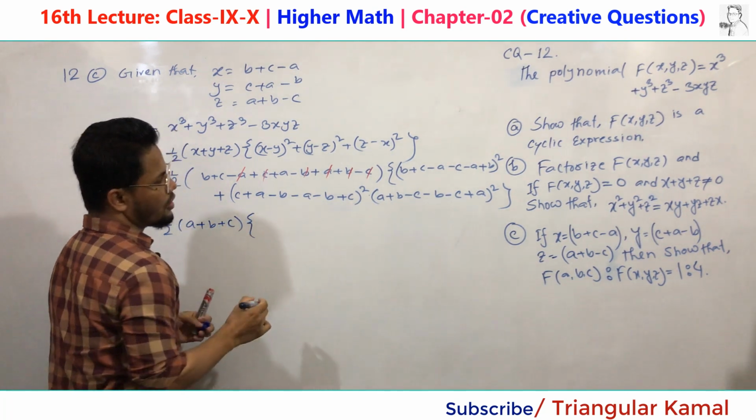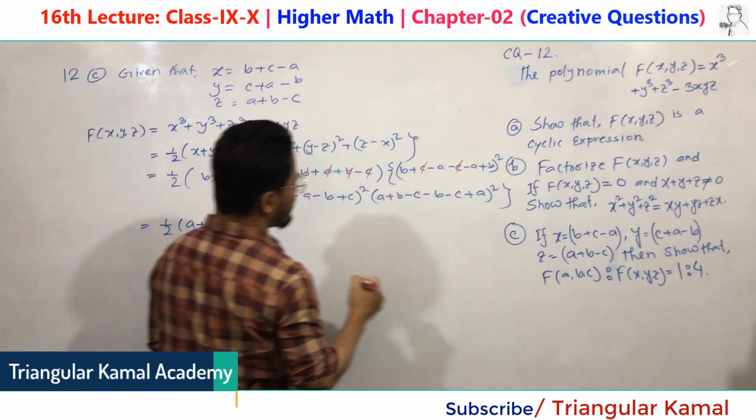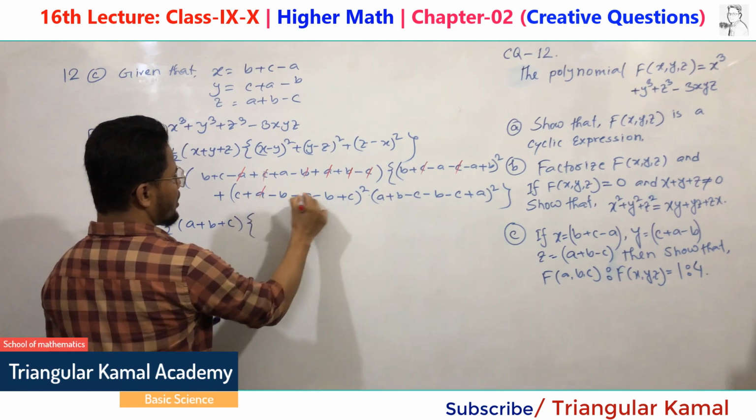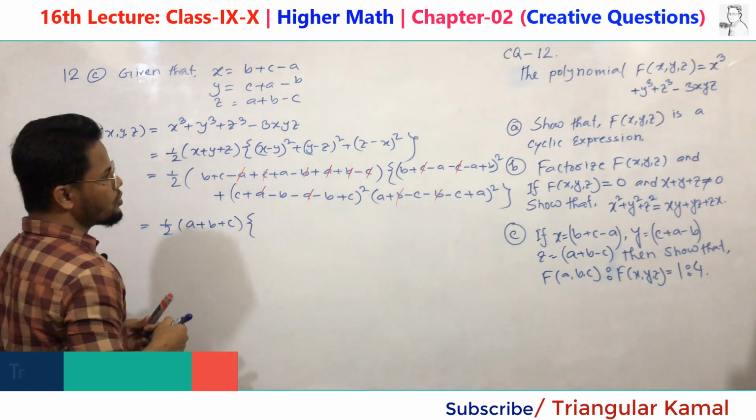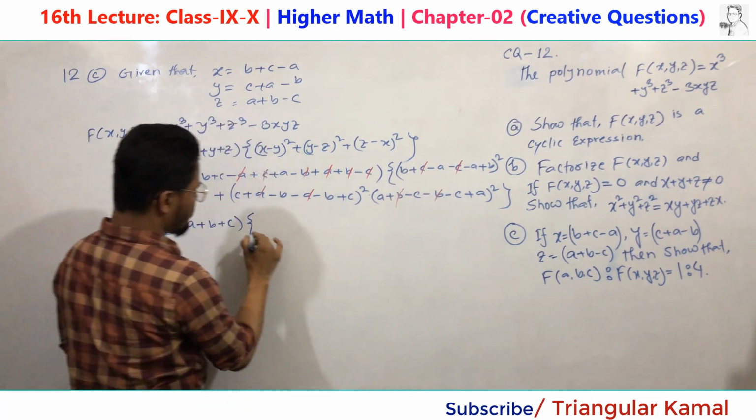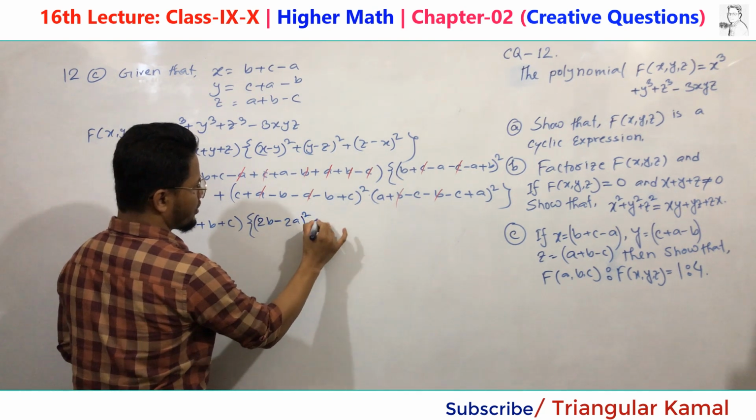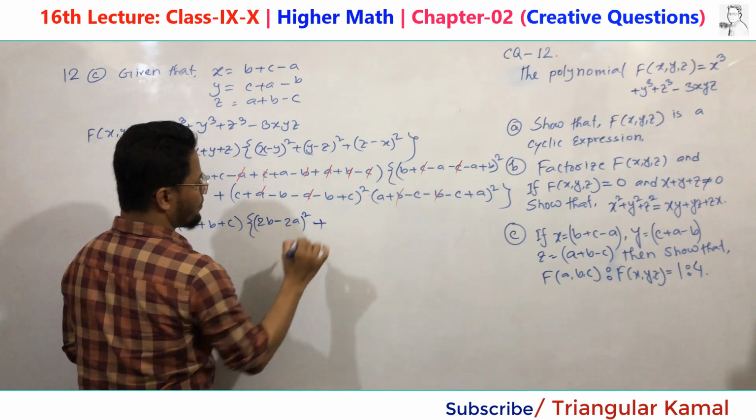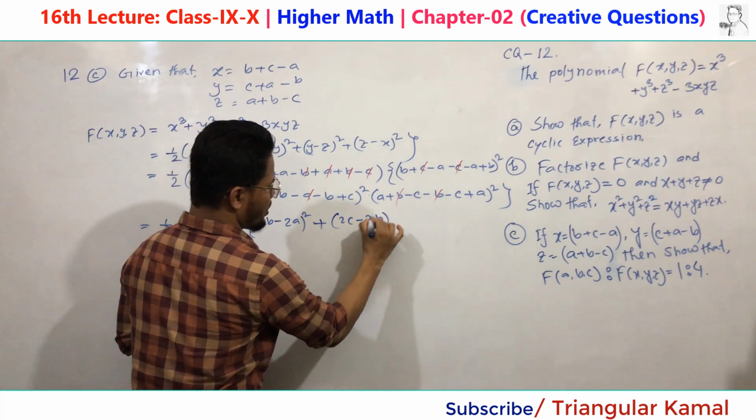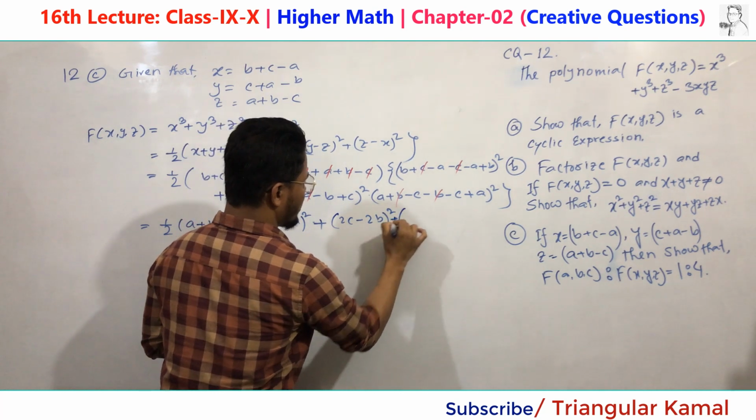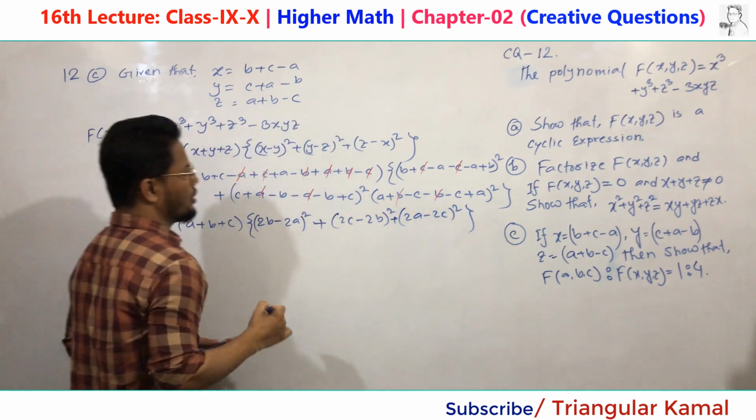The second bracket here, so if we eliminate here c and c, here we can eliminate a and a, here we can eliminate b and b. What we see here, twice b minus twice a. So twice b minus twice a here, and then plus twice c minus twice b whole square, and finally the third one, twice a minus twice c whole square.